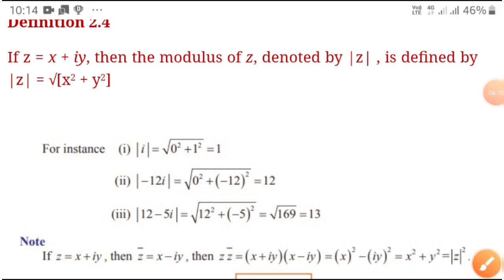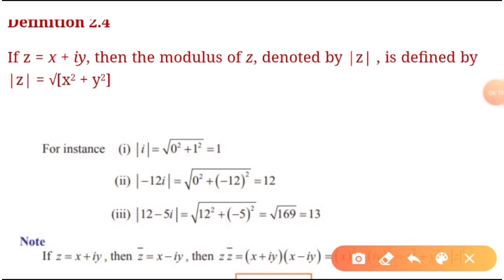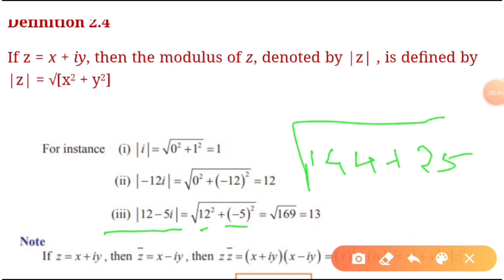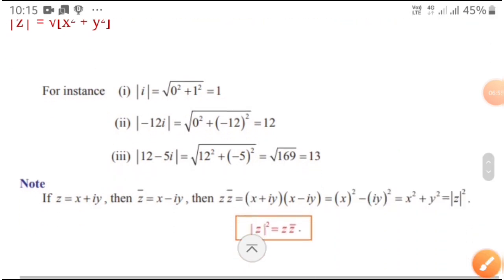Next question. Third, modulus of 12 minus 5i. Here the real part squared is 12 squared, the imaginary part is minus 5, so minus 5 in the whole square. 12 squared is 144 plus 25, 25 is 5 squared. The square root of 144 plus 25, which is 169, the square root of 169 is 13. Okay, that's all.